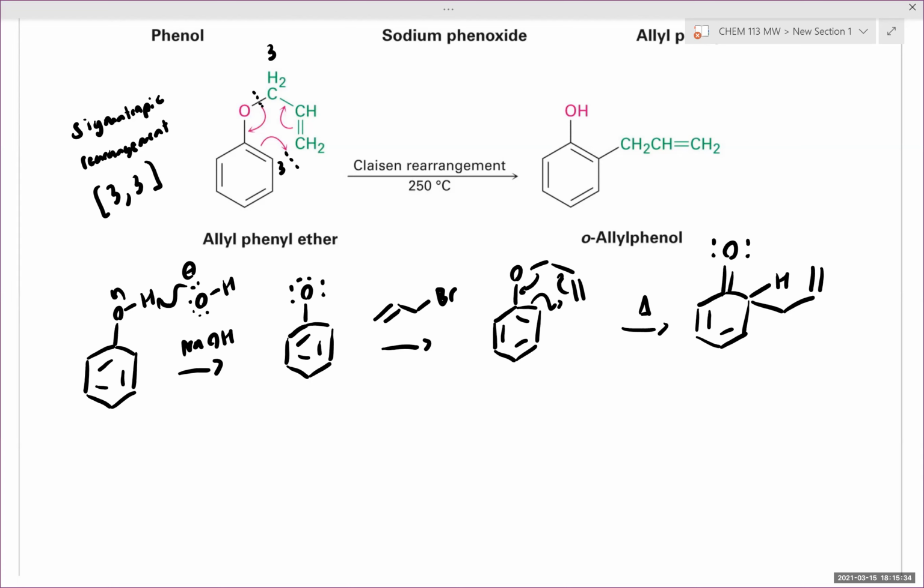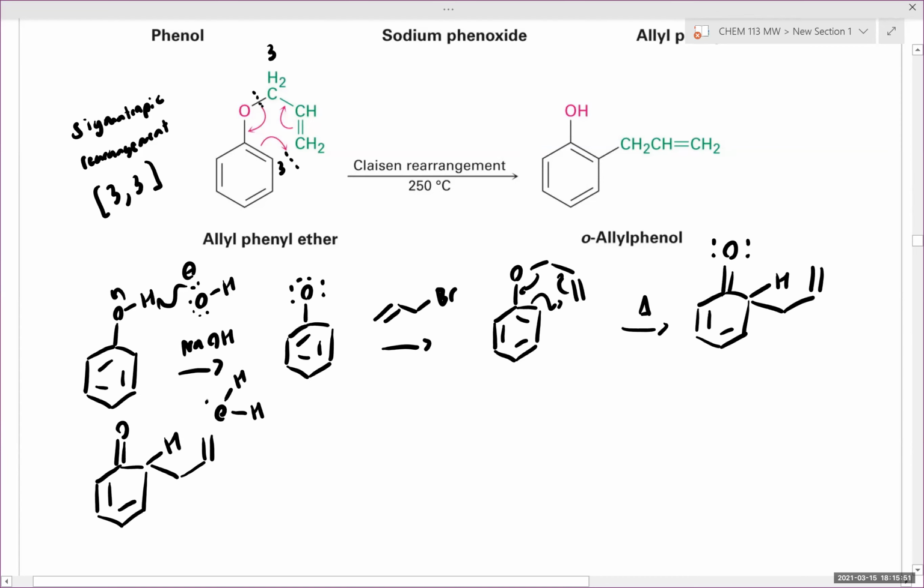Not just unstable, but you can easily tautomerize this ketone to yield an aromatic phenol. So this ketone's not going to be sticking around for very long because you can immediately tautomerize to phenol. And again, the aromatic system is way more stable.